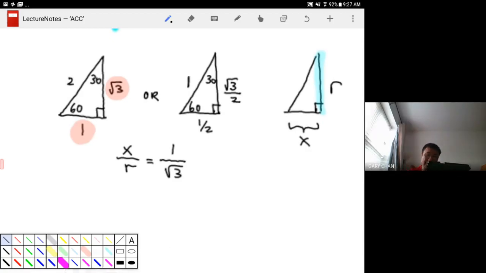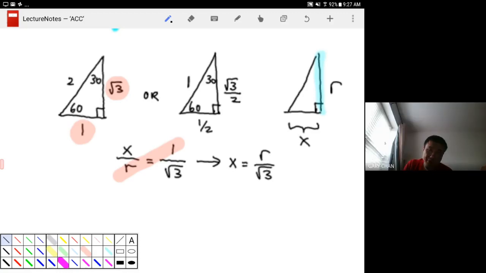All right, so that's the relationship that we have right now. We have X over R is equal to 1 over radical 3. Cool? We need to find out the length of that base to find the area of that green triangle. So if I multiply both sides by R and leave the radical 3 there, I'm left with X is equal to R over radical 3. Everyone okay with that?